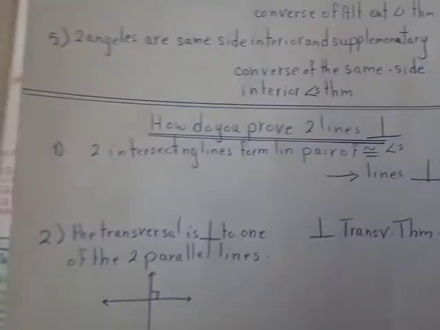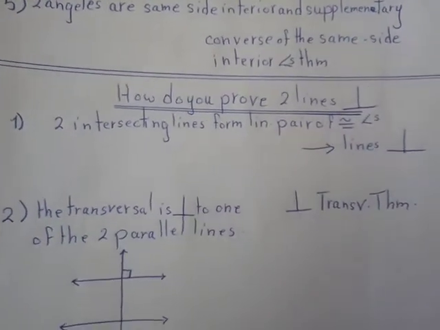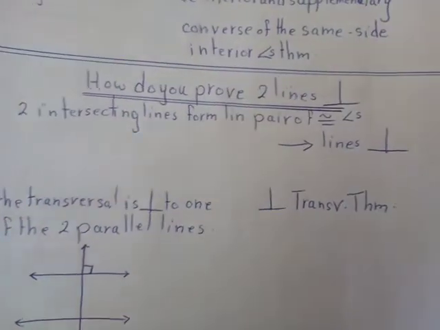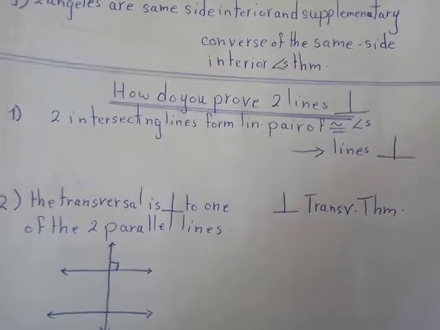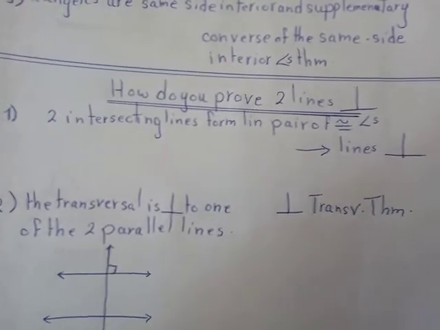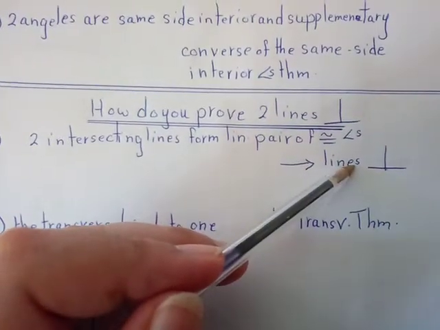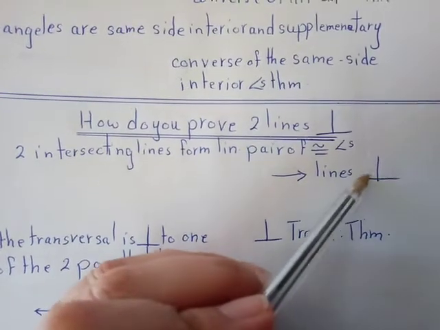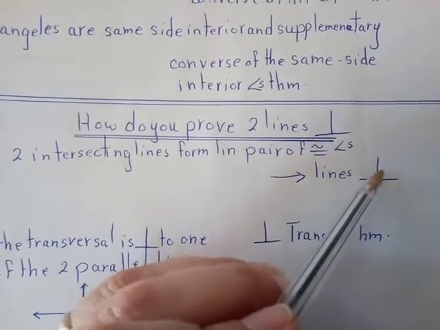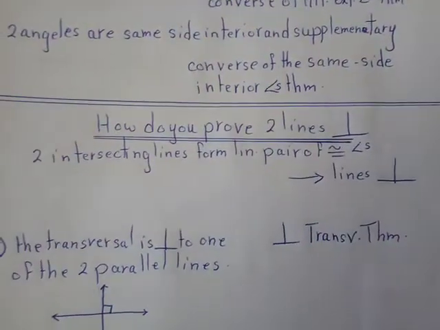Okay, but we have only two ways to prove two lines are perpendicular. How do you prove two lines are perpendicular? The first one, two intersecting lines form a linear pair of congruent angles. The two lines will be perpendicular. What is the meaning of this? If we have two intersecting lines, and they form a linear pair and the two angles are congruent, the two lines will be perpendicular.